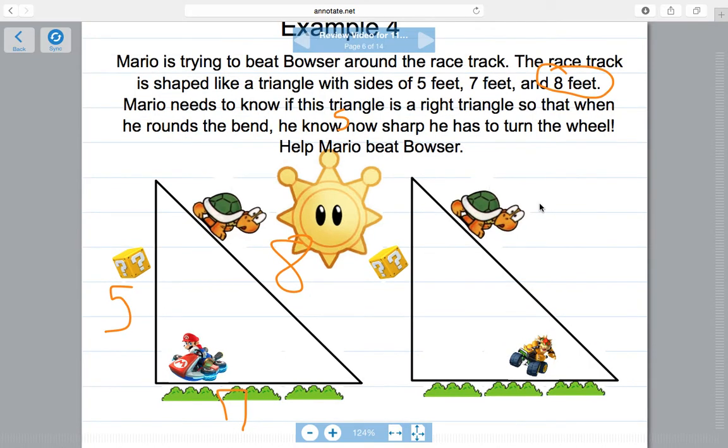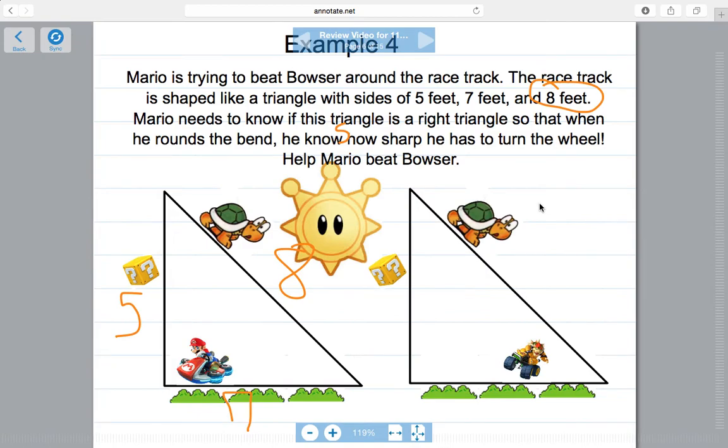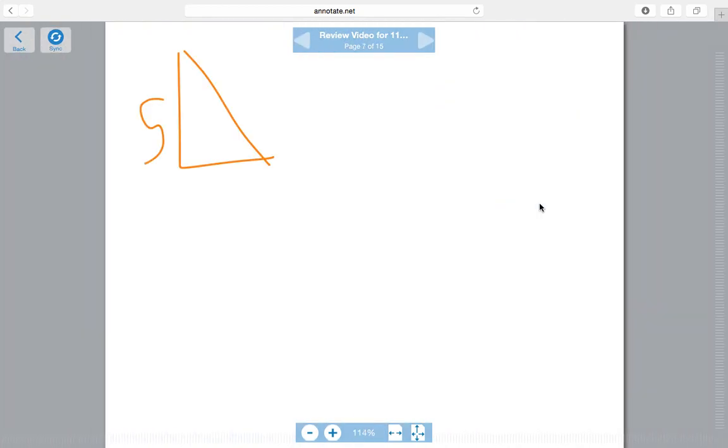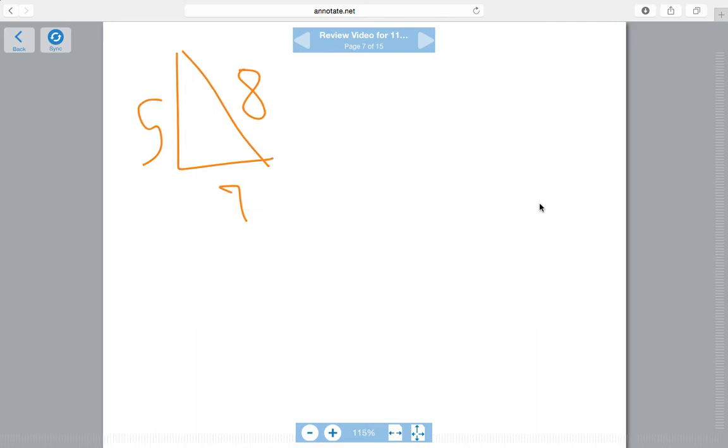So when we do the math here, I'm going to add a new sheet. So again, our triangle had 5, 7, 8. So to check on this comes back to our converse and the conditional statements that we talked about in this section. So what we're saying is if this is a right triangle, then the Pythagorean theorem should be satisfied, meaning that the left side should equal the right side.